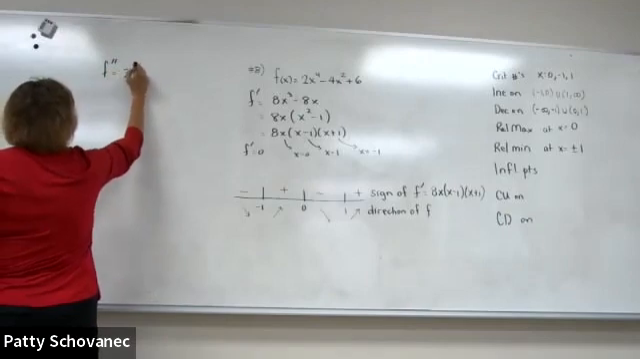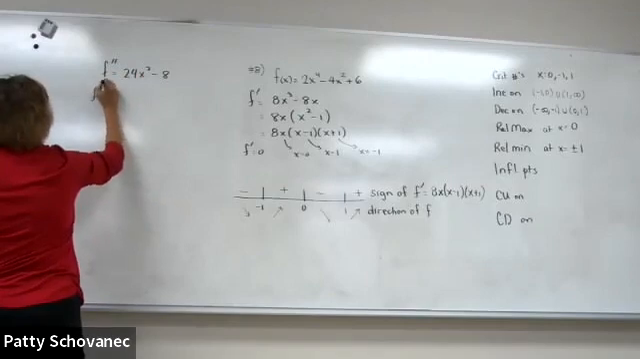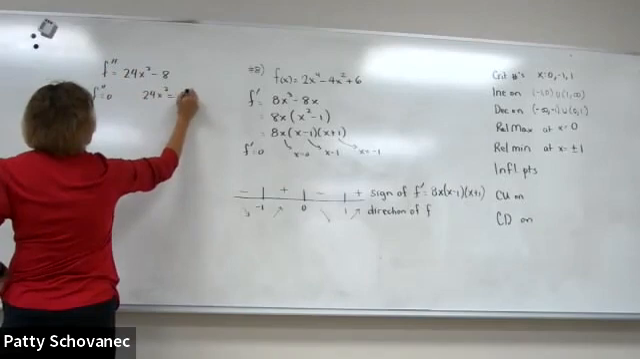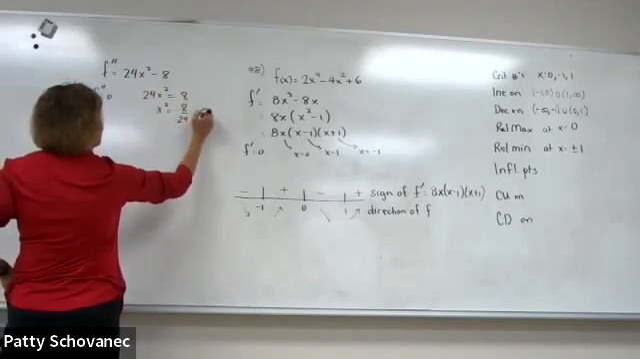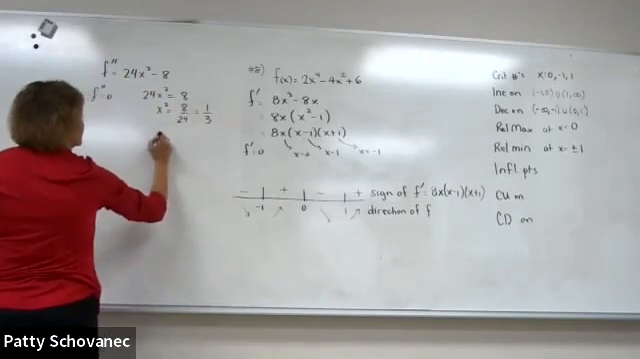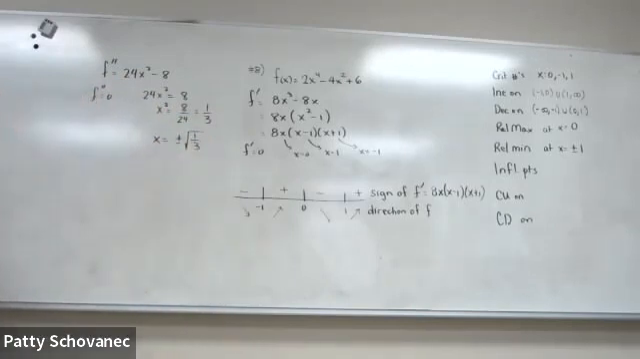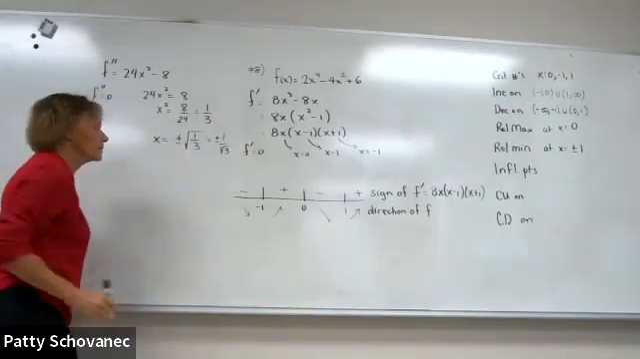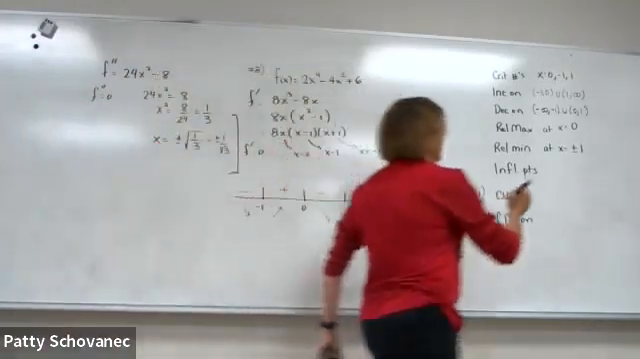3 times 8 is 24. Then I got an x squared minus 8. We're going to set that equal to 0. So I'll move the 8 over. Divide by 24. And 8 goes into 24 3 times. And now plus and minus the square root of that. If you want, you can take the square root of 1 and write that as plus and minus 1 over the square root of 3. Either way, doesn't matter.